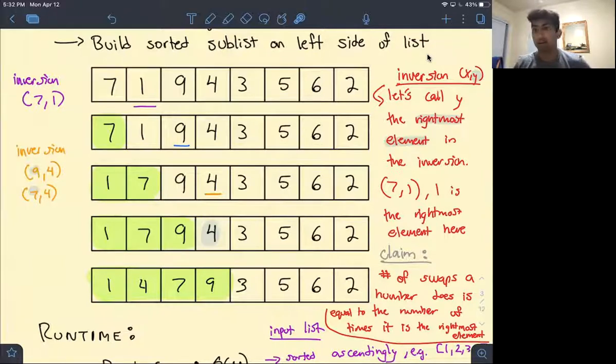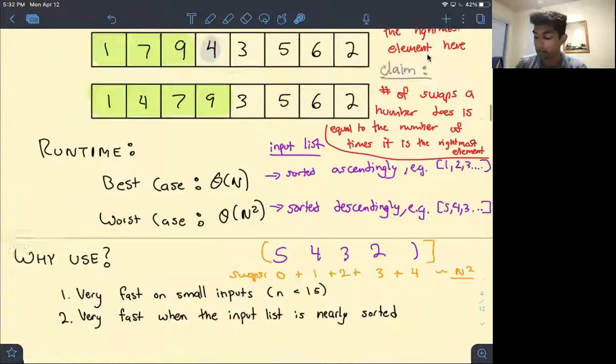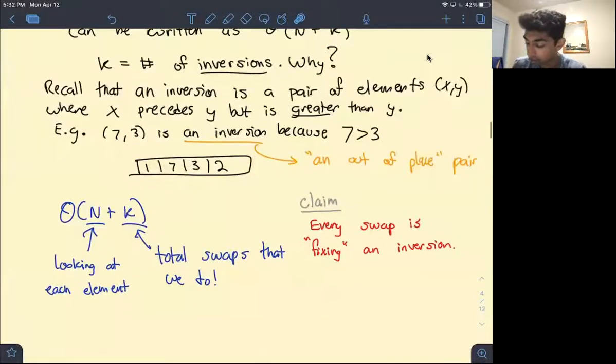So what we'll see here is that the total number of swaps we do is equal to the total number of inversions, because of this logic. Bringing that back, we've successfully shown that the number of inversions is equal to the total number of swaps that we do, so the runtime can be represented as theta of n plus k. Hopefully this example solidified your understanding of insertion sort. And yeah, stay tuned for the next video.